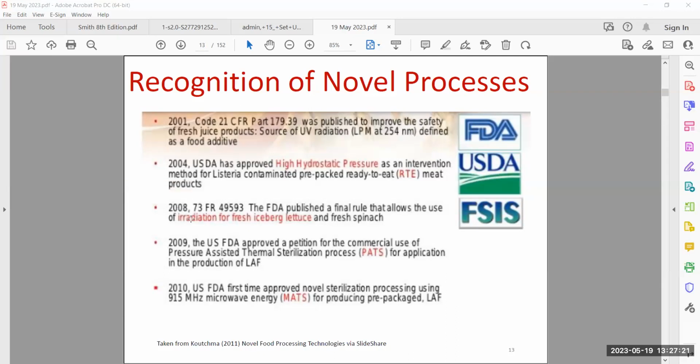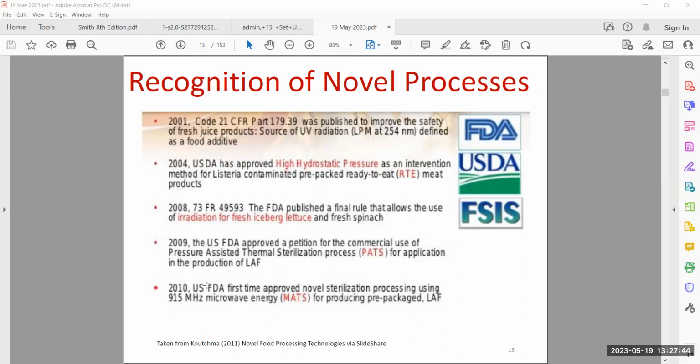And in 2008, irradiation for fresh iceberg lettuce and fresh spinach was approved. So although the technology has been there for quite some time, for them to be readily accepted and to make the technology a part of their food processing, it would take some time.